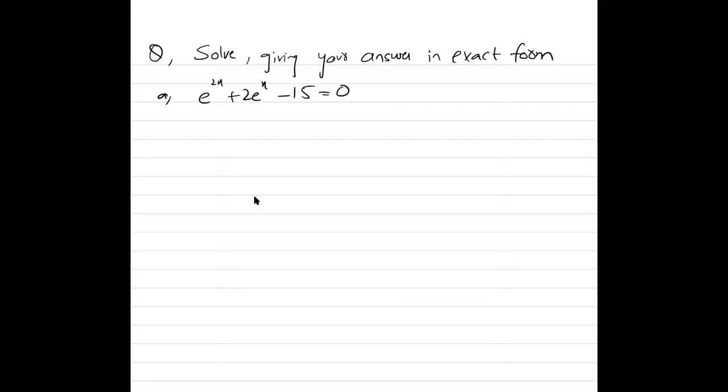Okay. Solve, giving your answer in exact form: e raised to the power of 2x plus 2e to the power of x minus 15 equals 0. I want you to try this one as well: e raised to the power of 2x minus 5e raised to the power of x plus 6 equals 0.